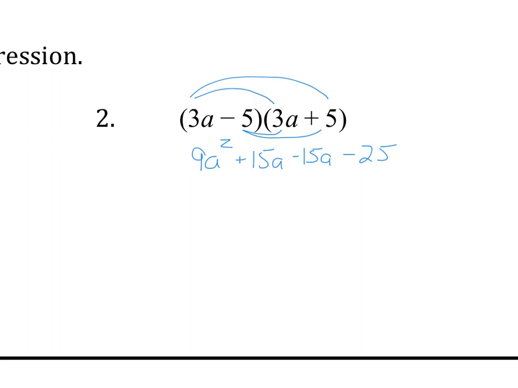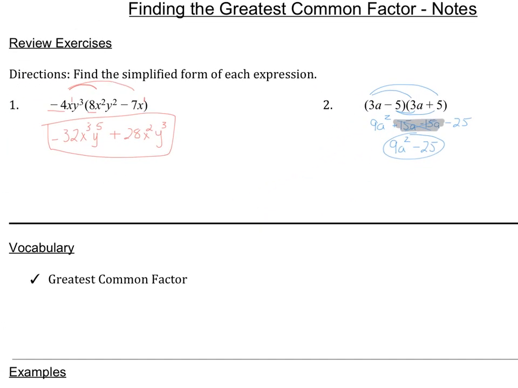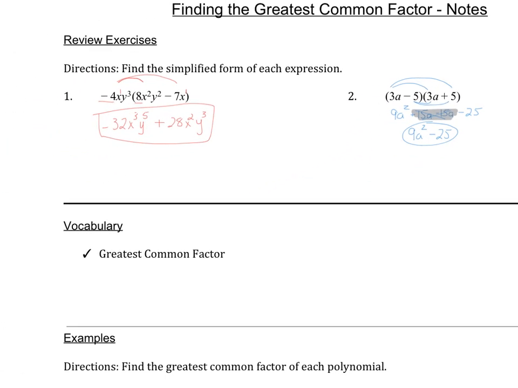So remember, back to last unit, the only like terms are going to be those middle ones. So if I combine those like terms, what is positive 15 minus 15? Well, that's going to cancel each other out, and we're going to be left with just 9a to the second power minus 25, and that would be my final expression. All right, so hopefully that was a good review of both multiplying binomials and the distributive property.